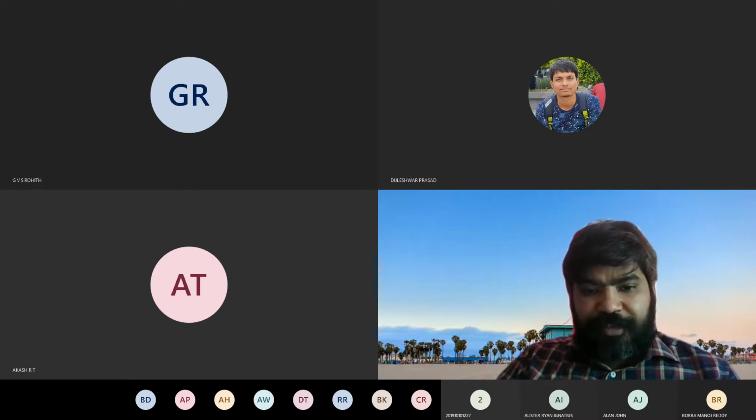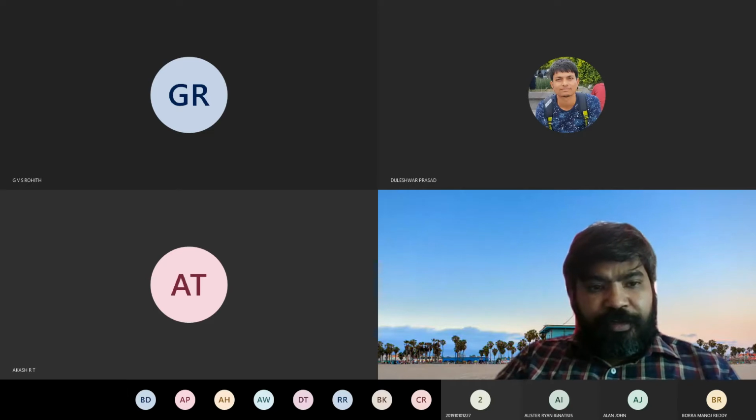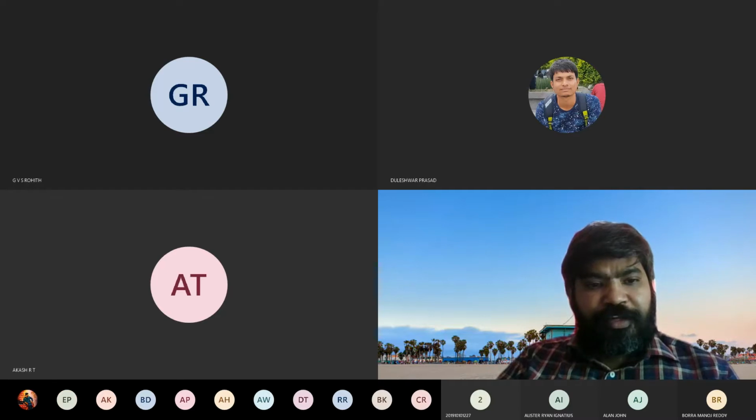Okay, so we have seen a diagram like this. Here this is the pure water, without any sugar, pure water. And here we are increasing the concentration of sugar. And here we are having the temperature.